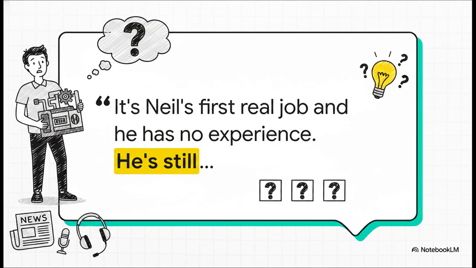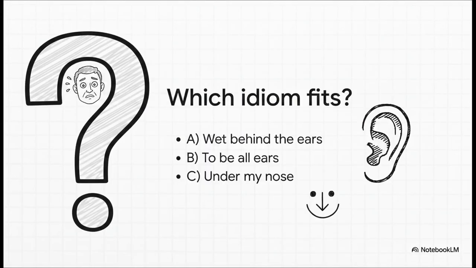For our first scenario, I want you to imagine this. It's Neil's first real job, and he has 0 experience. He's still just learning the ropes. Which idiom describes him perfectly? So here are your options. Is he A, wet behind the ears, B, to be all ears, or C, under my nose? Really think about which one suggests that someone is new and inexperienced. Go ahead and lock in your answer.